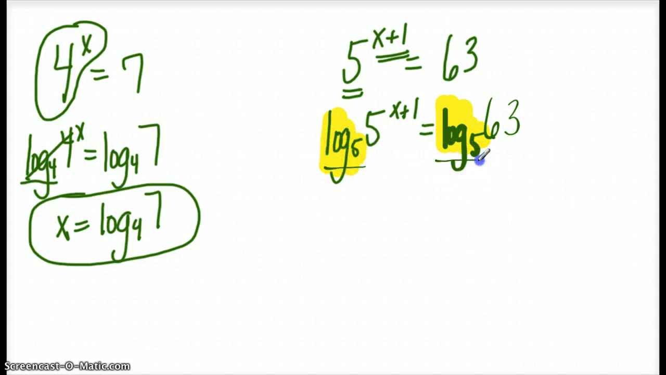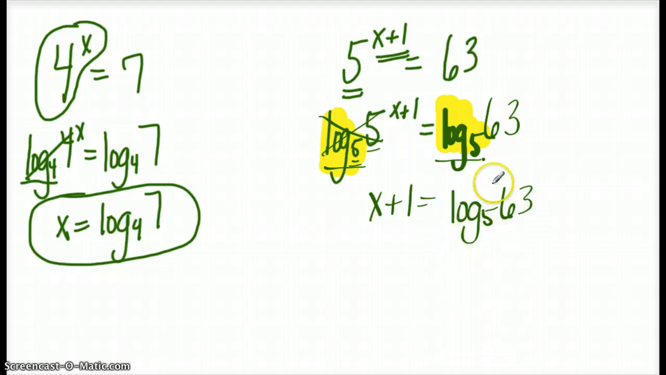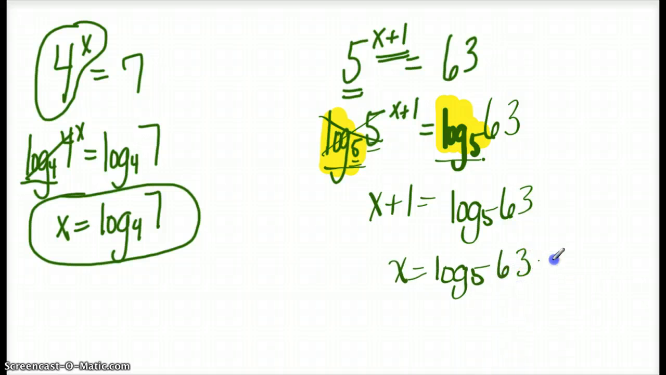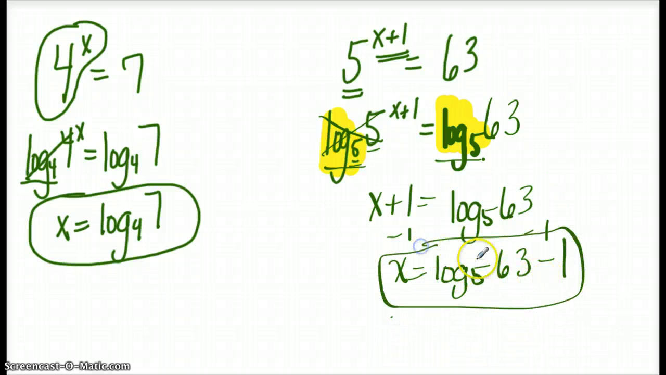So here, same operation on both sides. But this side's going to cancel out because this one and this one are the same. So I have x plus 1 equals log base 5 of 63. This is going to stay intact because 5 and 63 are not the same. But I do have to get x completely by itself, so I'm going to subtract 1. I subtracted 1 from both sides. Now, this does not become 62. You have to leave it like this because that log is an operation. You have to do something with the 5 and the 63 and then subtract 1 from it.